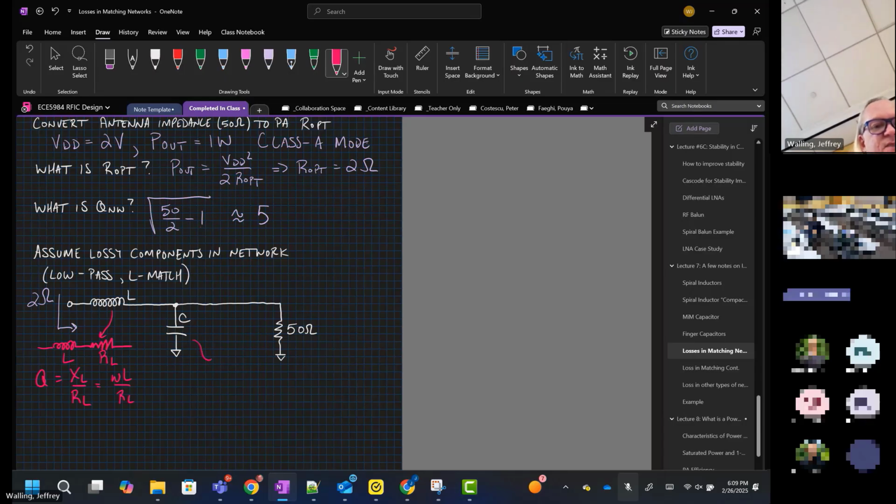And our capacitor we can model as lossy as well. So here I'm going to model my capacitor with a parallel network. It's usually best, if we have a series component, to use a series equivalent model, and if it's a shunt component, to use a shunt equivalent model. So here we have C and we have an RC, and QC is equal to RC over XC, or it's equal to omega C times RC.